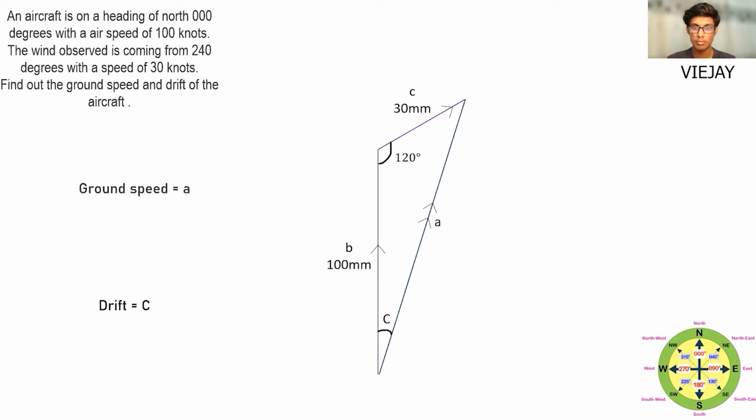In order to find A, we'll be using the cosine rule, and in order to find angle C, which is the drift, we'll be using the sine rule. After we insert these values, we'll get the ground speed and the drift of the aircraft. And from here, Wasim will be taking over, and he will answer the rest of the question. And that's all from me. Thank you.